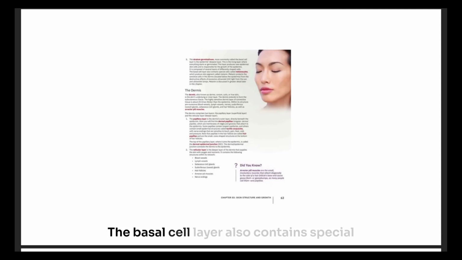The basal cell layer also contains special cells called melanocytes, which produce skin pigment called melanin. Melanin protects the sensitive cells in the dermis, located below the epidermis, from the destructive effects of excessive ultraviolet (UV) light from the sun and ultraviolet lamps. Melanin is discussed in greater detail later in this chapter.